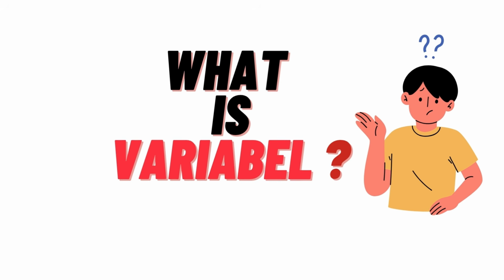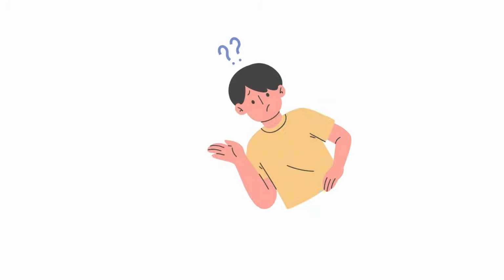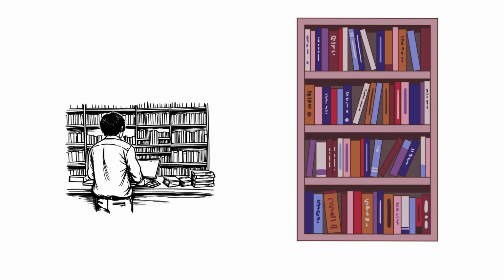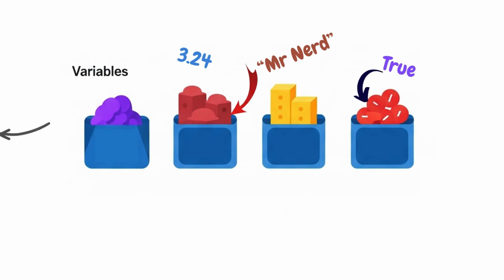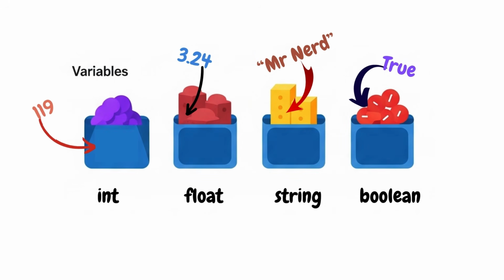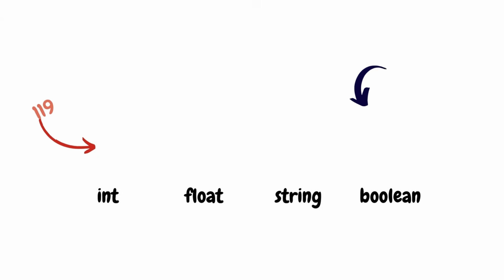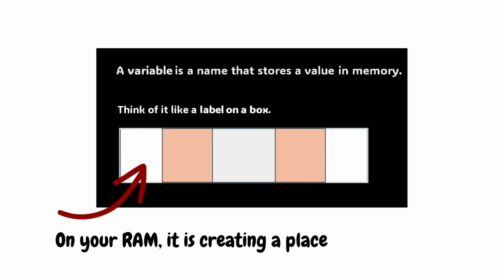What is a variable? Imagine you are in a library. Every bookshelf has a label, like science, history, or Python books. Inside the shelf, you store books that match that label. In programming, a variable works just like that label on the shelf. A variable is just a name you give to a piece of data you want to store in memory.